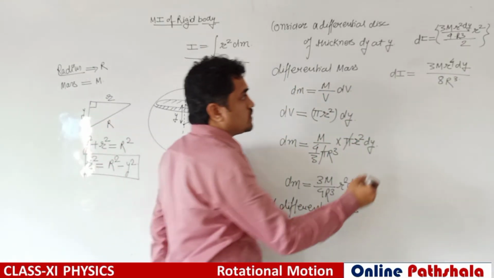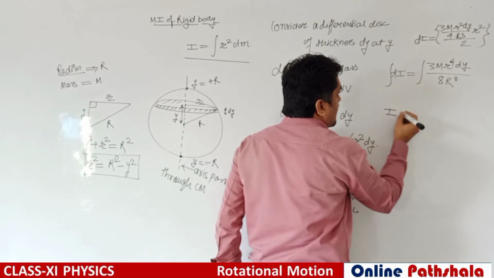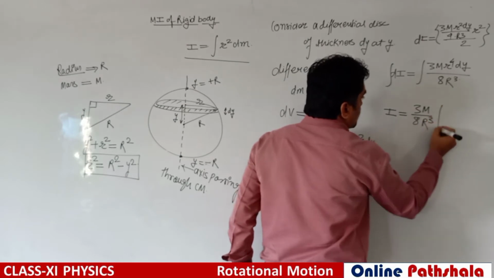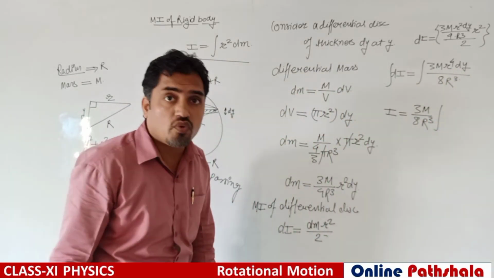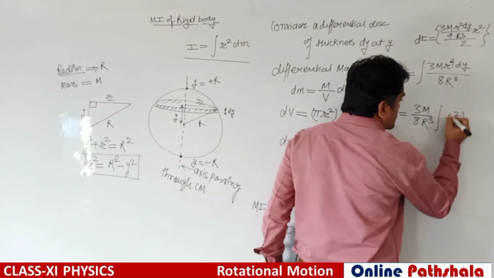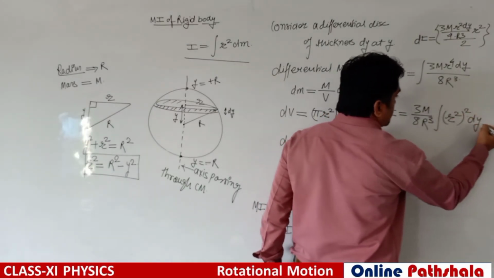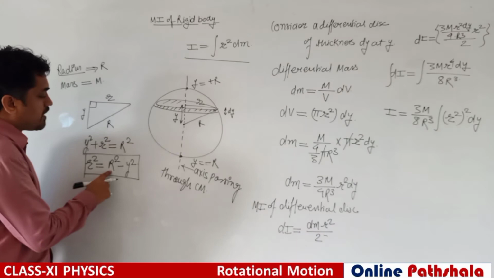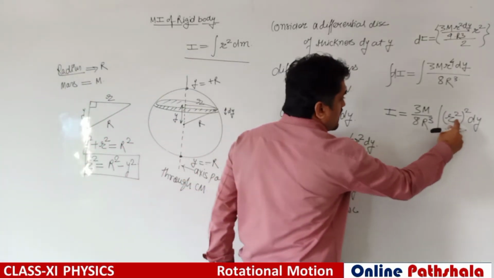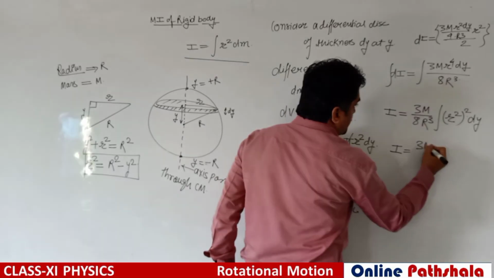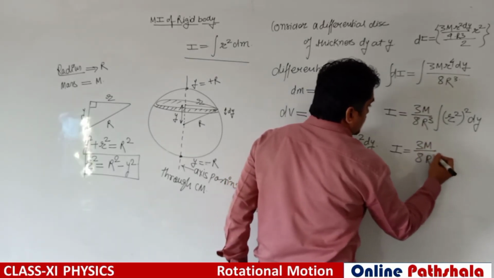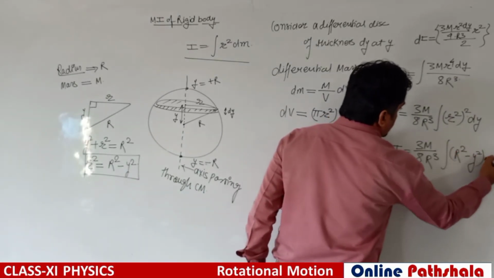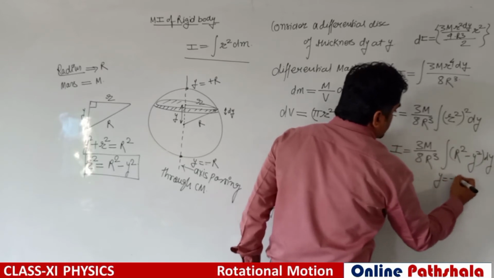Okay. Now, we have to do integration. So, total I is equal to 3 M, constant, divided by 8 R cube, constant, and what is the r raised to power 4? This r raised to power 4 can be written as r square whole square, because we have to do integration with respect to y. So, we can use this relation r square is equal to capital R square minus y square. So, this small r square can be written as 3 M divided by 8 R cube integration of (R square minus y square) dy from y equal to minus R to capital R.